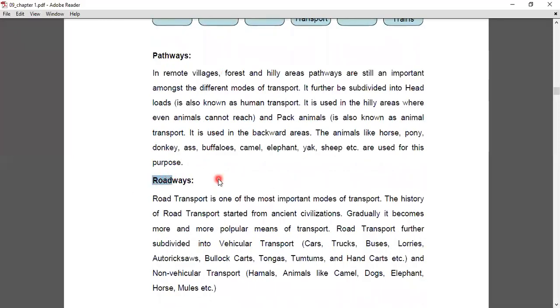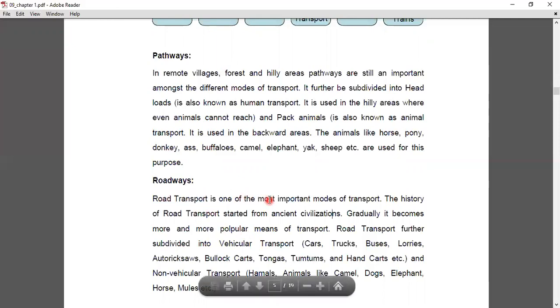Okay, so the next one is the roadway. Road transport is one of the most important modes of transport. The history of road transport started from ancient civilization. Okay, we all know that there was road transportation in the Indus Valley civilization, and the Greek road system, the methodology of Greek roads, is still much used in the current situation, because they obtained particular knowledge about highway or road construction, how to build roads which are going to last forever.